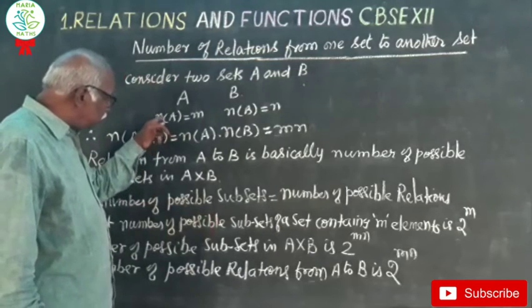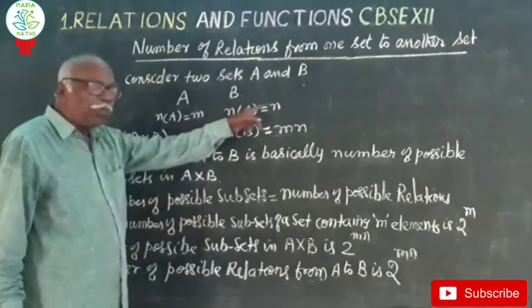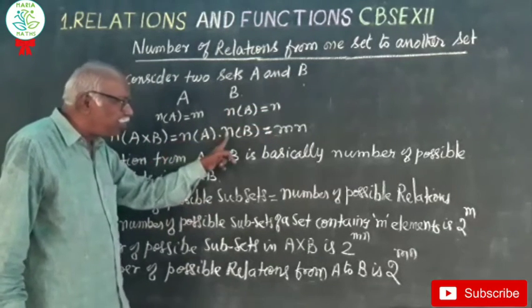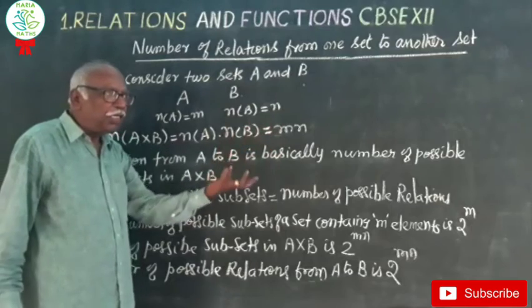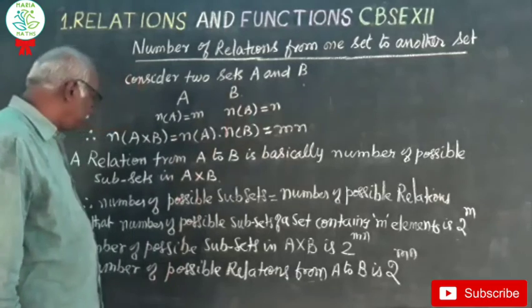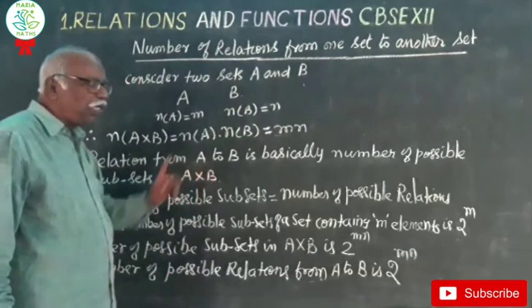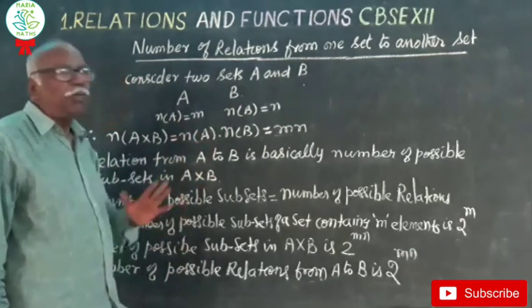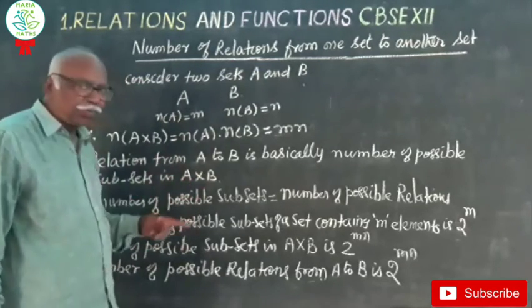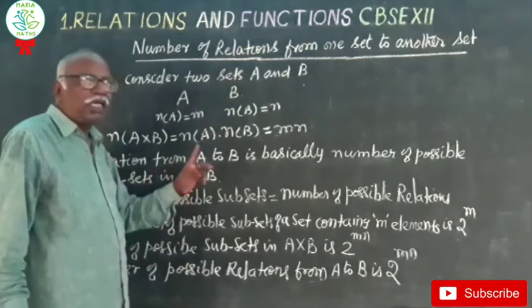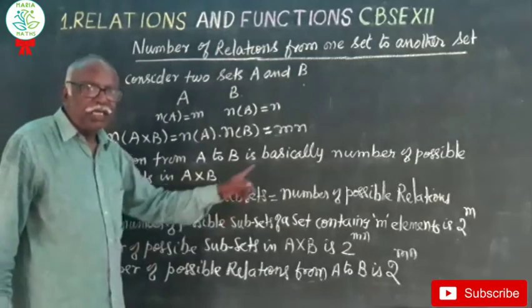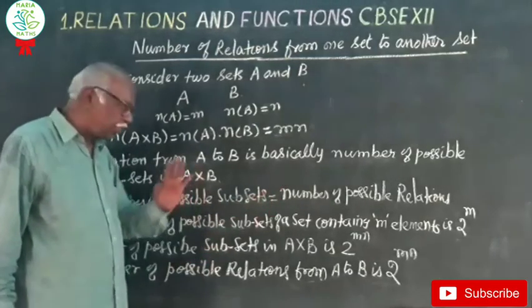Therefore, since n(A) is equal to m and n(B) is equal to n, n(A cross B) is equal to n(A) times n(B), which is mn. That is, A cross B has mn ordered pairs. A relation from A to B is basically a possible subset of A cross B. Therefore, the number of possible subsets is equal to the number of possible relations.